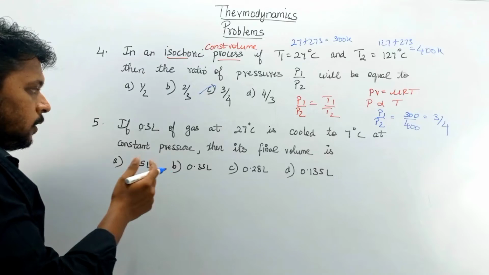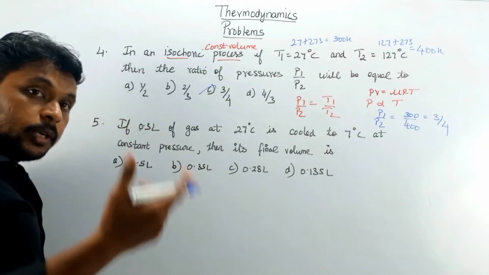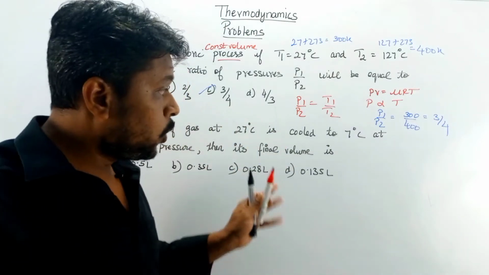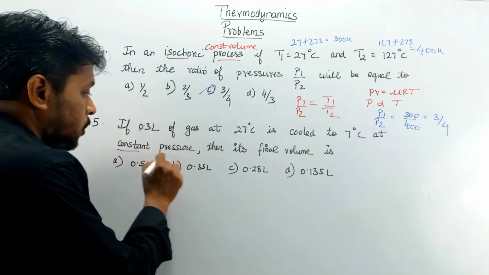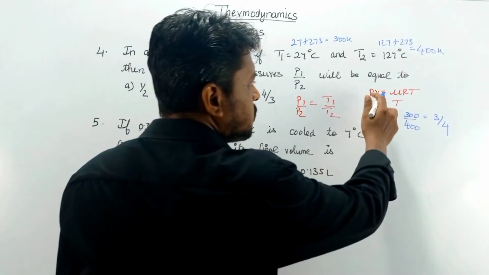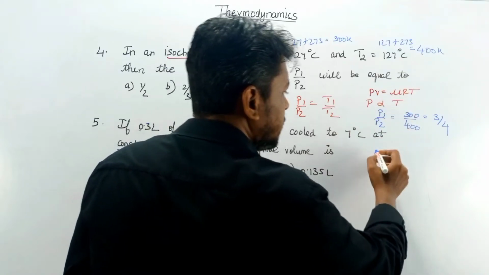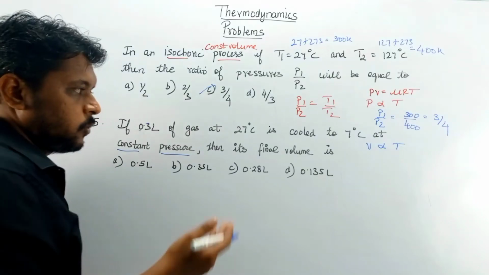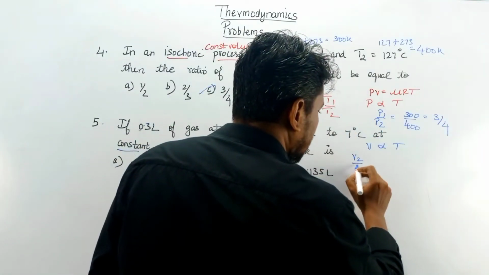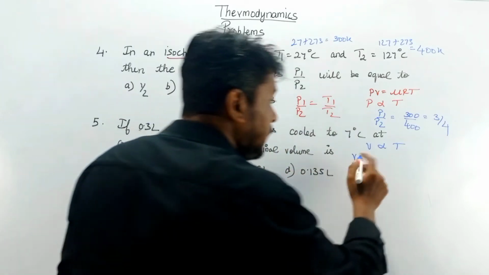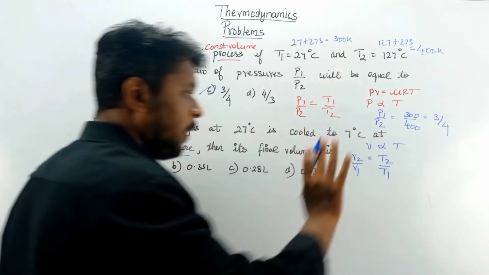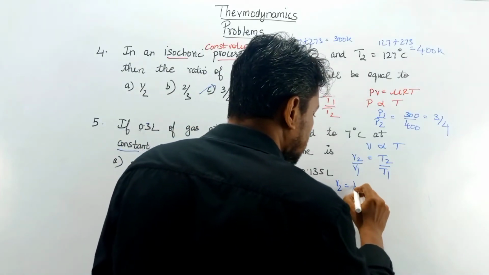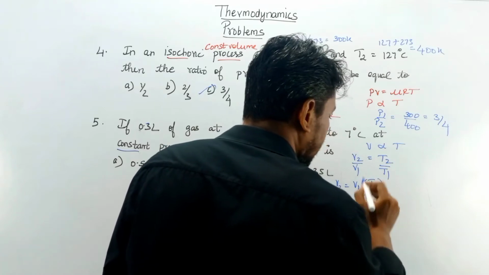Now the fifth question. Here they have given that 0.3 liters of a gas at 27 degrees Celsius is cooled to 7 degrees Celsius at constant pressure. In case of constant pressure, we can say that volume is directly proportional to temperature. They are asking for the final volume. So V2 by V1 will be equal to T2 by T1. From this, V2 could be written as V1 into T2 by T1.